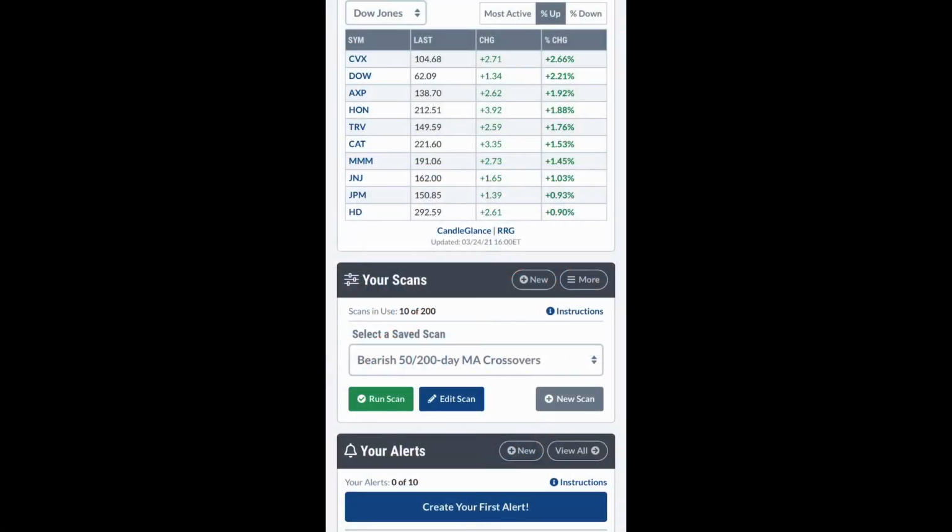What's up, y'all? So we're going to keep the conversation going on crossover scans. Last time we talked about the MACD signal cross. We talked about the golden cross. So today we're going to talk about RSI cross scans.